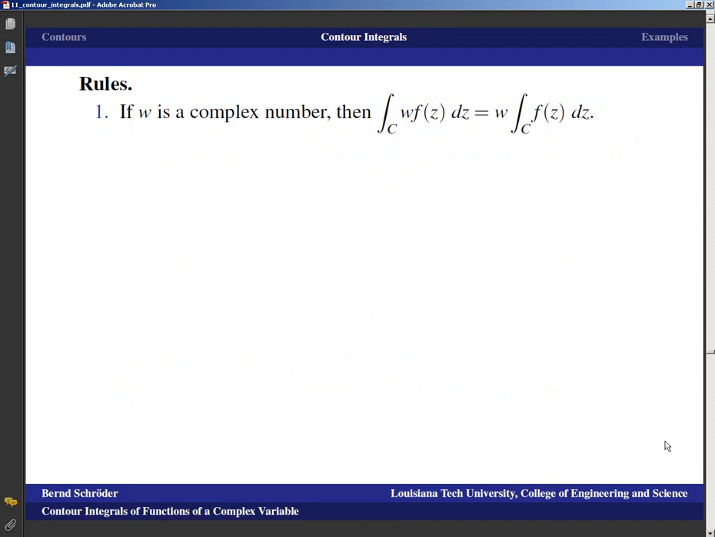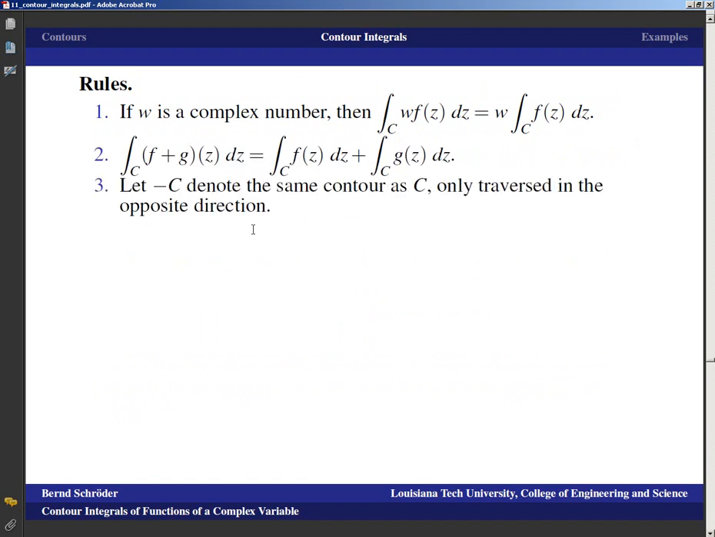Okay, what rules do we have for contour integrals? Well, scalars can be factored out just as before, so if you integrate w times f of z, that's w times the integral of f of z, if w is a complex number. The integral of a sum is the sum of the integrals. And if negative c is the same contour as c only traversed in the opposite direction, then z of negative tau, with negative beta smaller or equal tau smaller or equal negative a, is a parameterization of that contour.